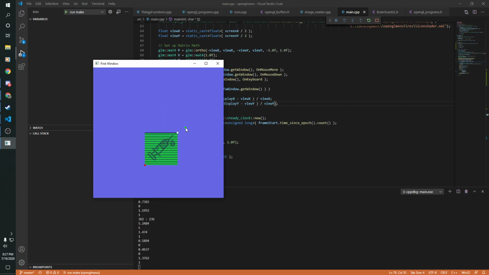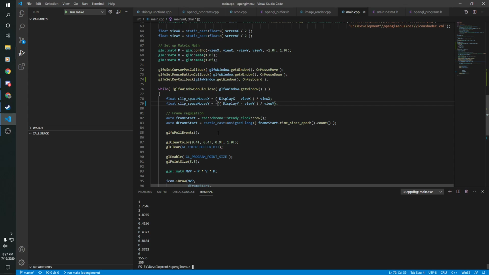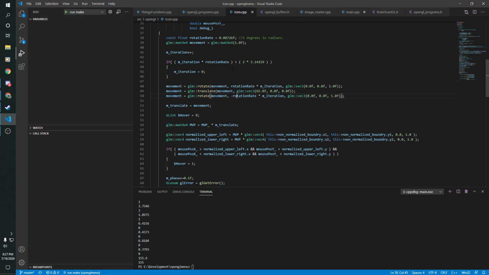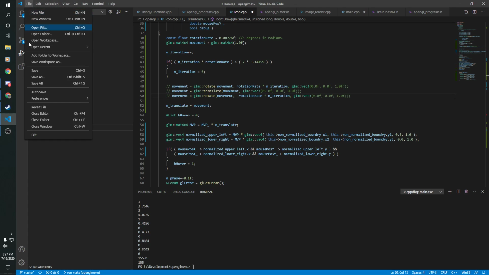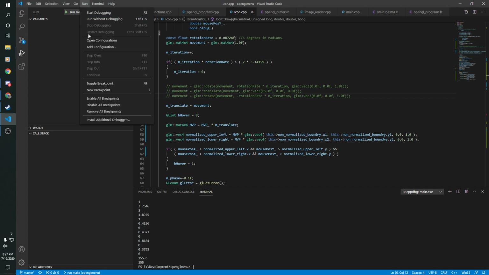So the question is, why did this work when the thing was stationary? That actually took me a few seconds to figure out, but after I thought about it, it was pretty straightforward. So we're going to go ahead and make the icon placed at the origin once again.